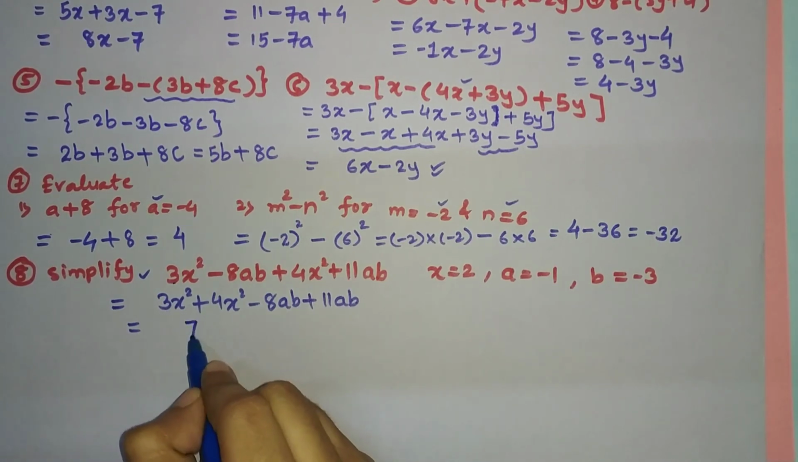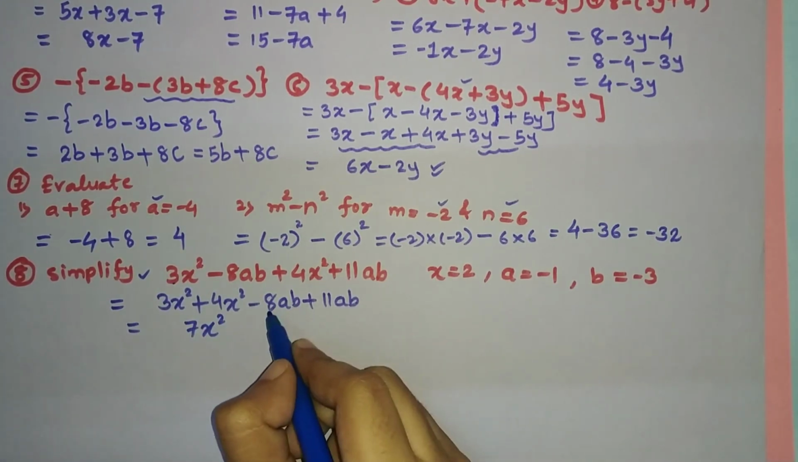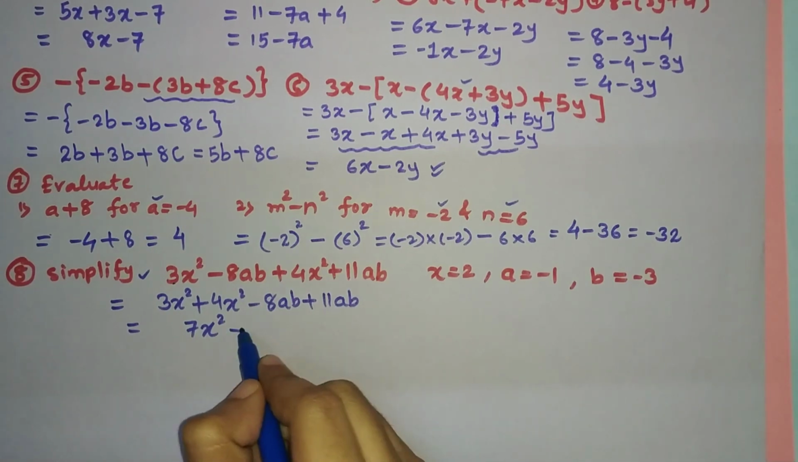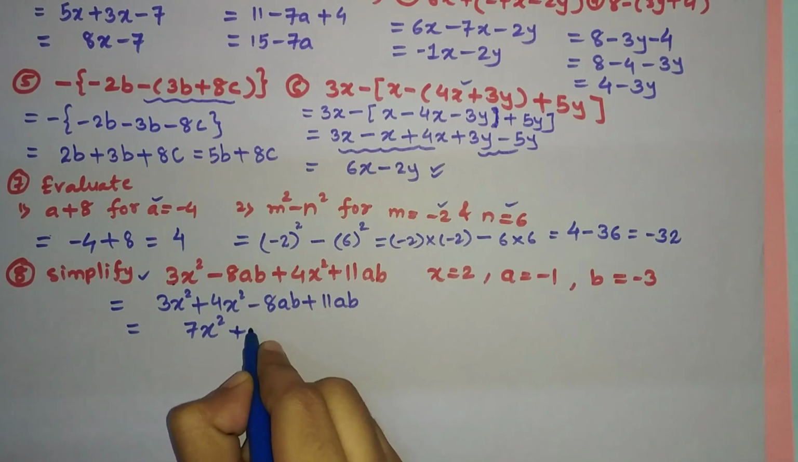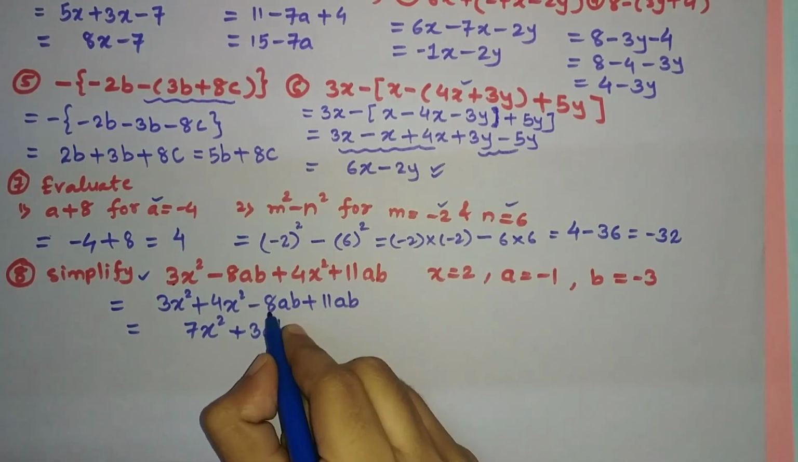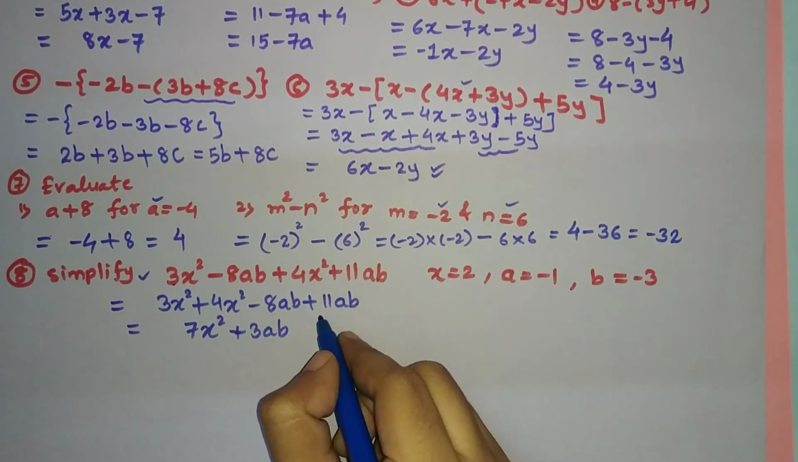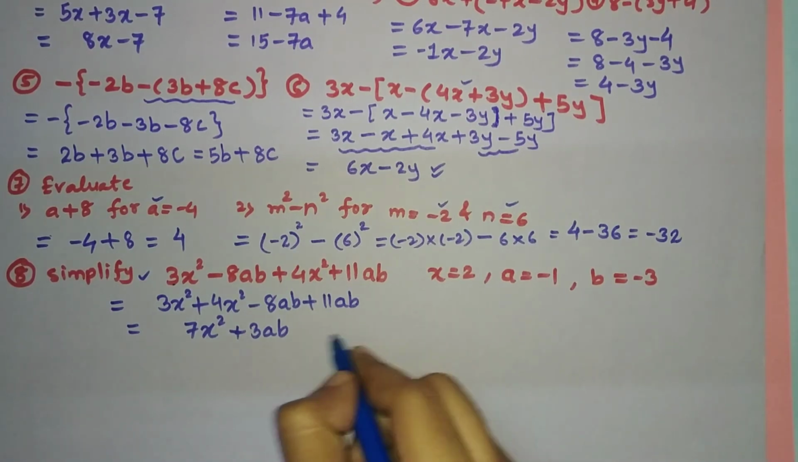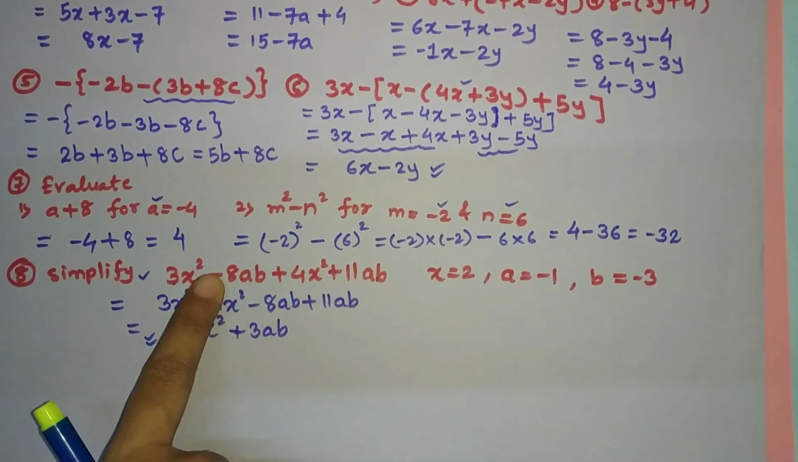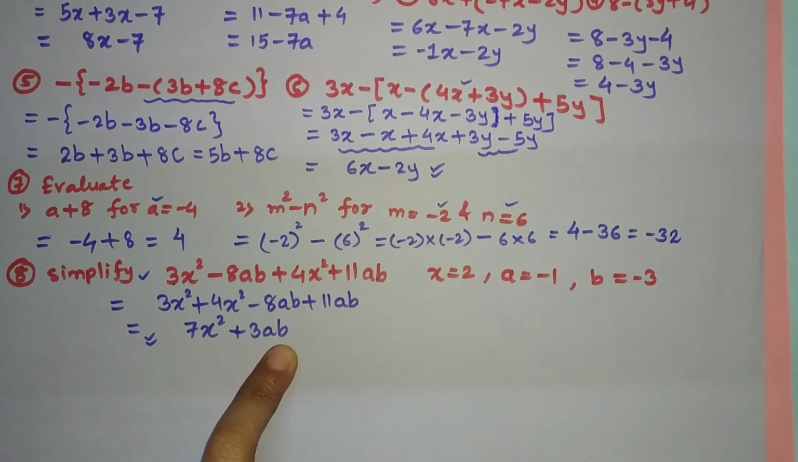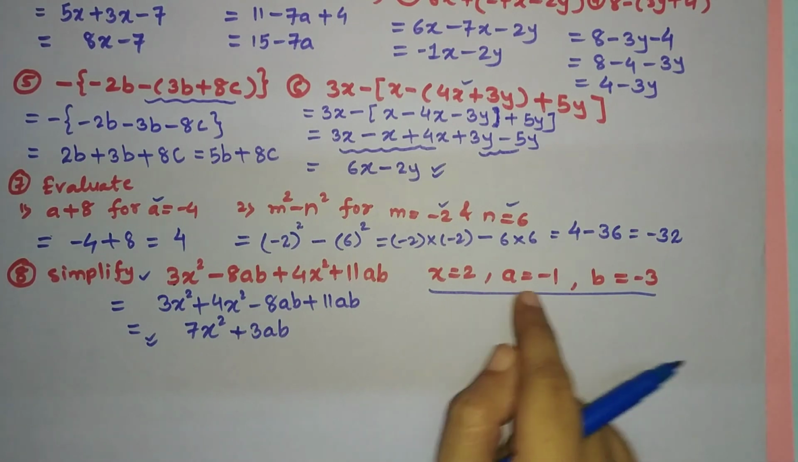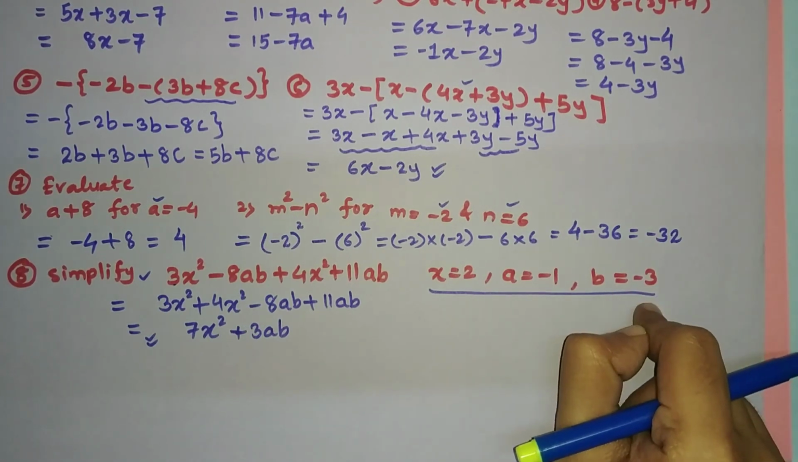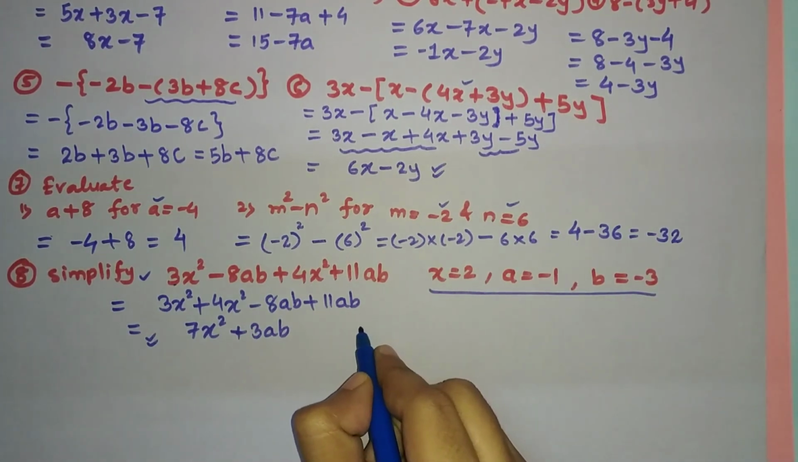3 plus 4 will give us 7x square and here minus 8 plus 11 will give a plus 3ab. Here it is minus 8, here it is plus 11, we'll do the subtraction, it becomes a plus 3ab. Now at this moment, the 4 terms we have reduced to only 2 terms. Now we'll put in these values, that is x is 2 and a is minus 1, and for b we need to put minus 3. So after putting in the values, we'll solve it.